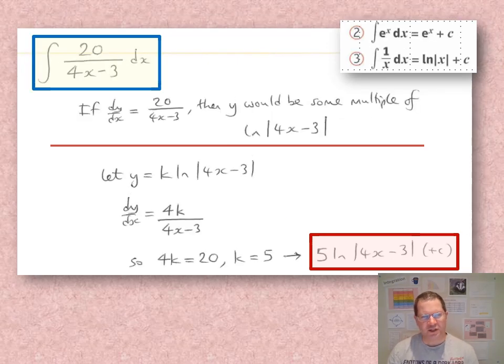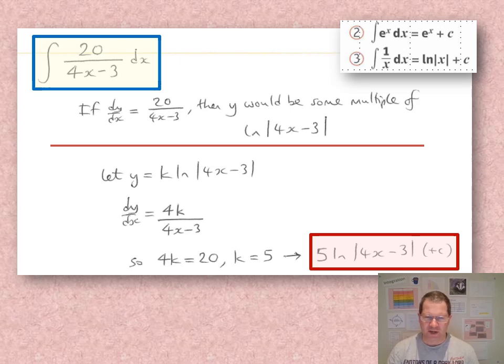This time we've got to integrate 20 over 4x minus 3 dx, which may not look like it, but it's an example of 1 over x being integrated to give us log x. So if dy/dx is equal to 20 over 4x minus 3, then in this case we're going to assume that y will be some multiple of the natural log of 4x minus 3.